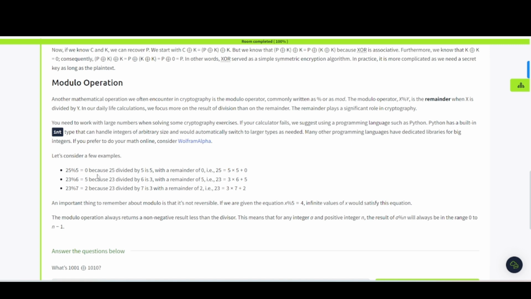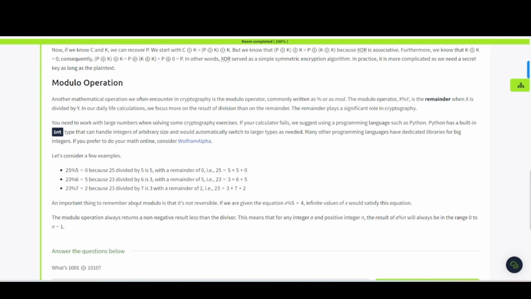25 modulo 5 equals 0 because 25 divided by 5 is 5 with the remainder of 0, i.e. 25 equals 5 times 5 plus 0. 23 modulo 6 equals 5 because 23 divided by 6 is 3 with the remainder of 5, i.e. 23 equals 3 times 6 plus 5. 23 mod 7 equals 2 because 23 divided by 7 is 3 with a remainder of 2, i.e. 23 equals 3 times 7 plus 2.